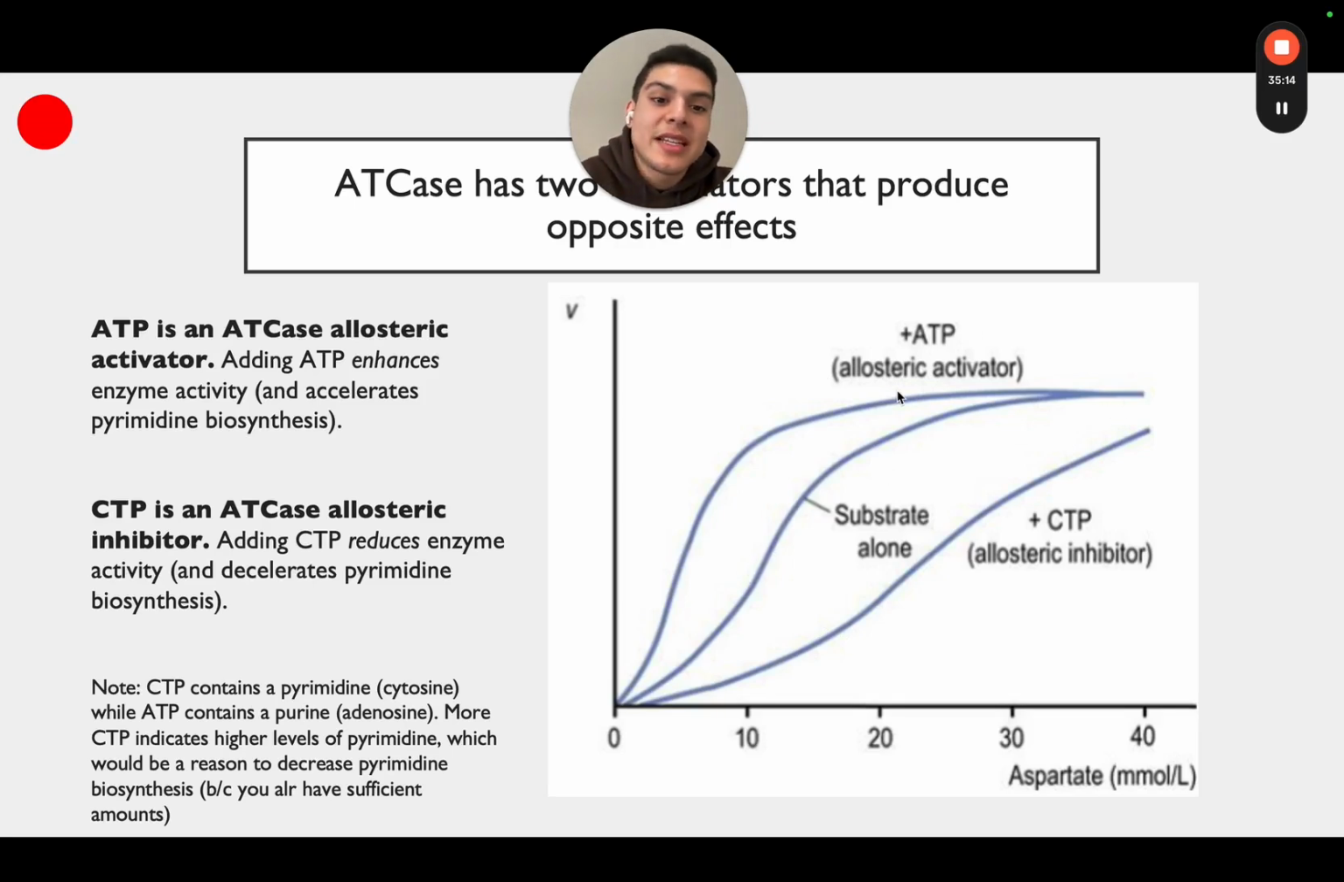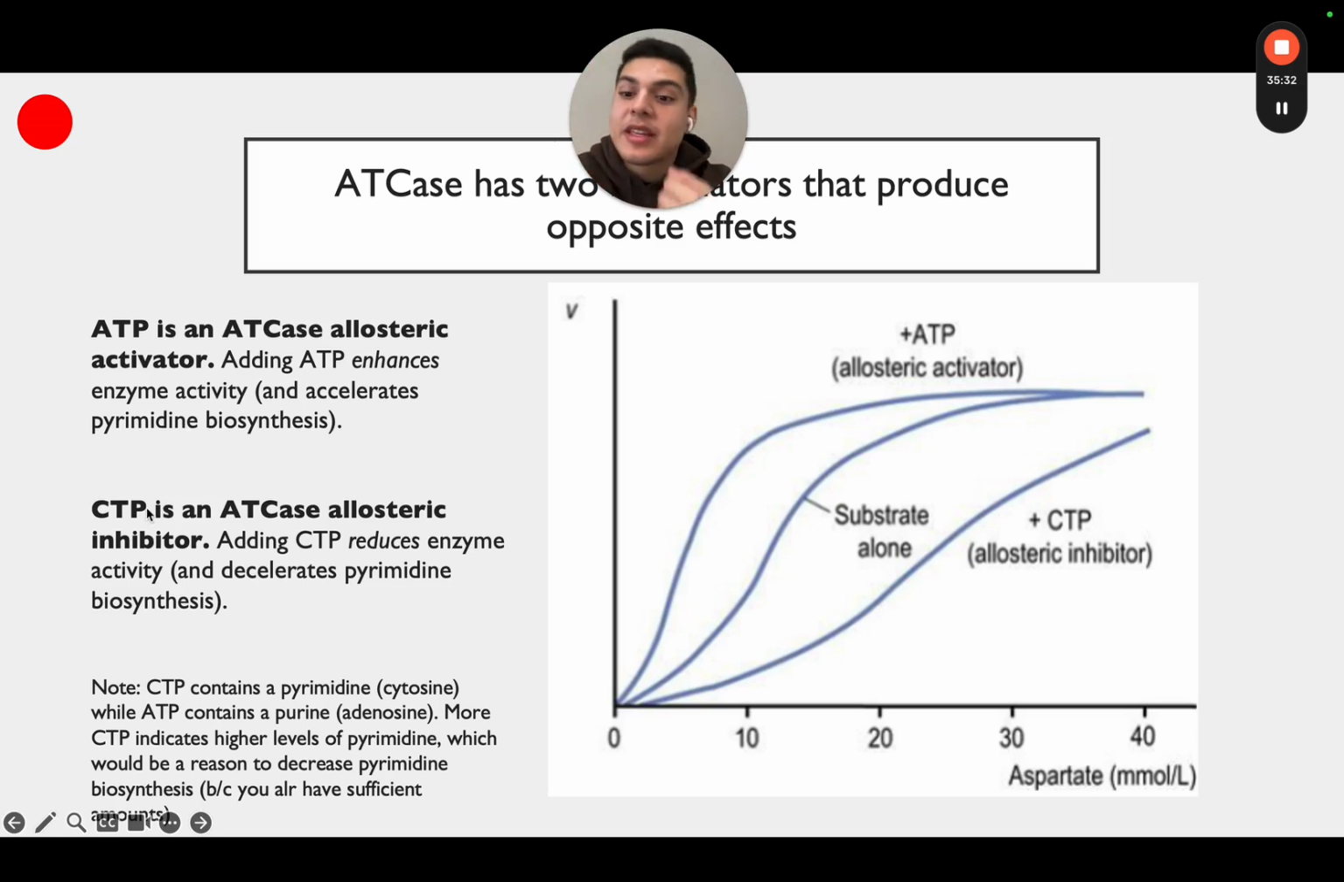We see that ATP is an allosteric activator, so it increases the binding affinity. If we were to draw a Km, let's say arbitrarily here, it hits this line first, meaning that the Km is lower. It's inversely proportional to binding affinity, so the binding affinity is higher. And so that's something to know: ATP is an activator.